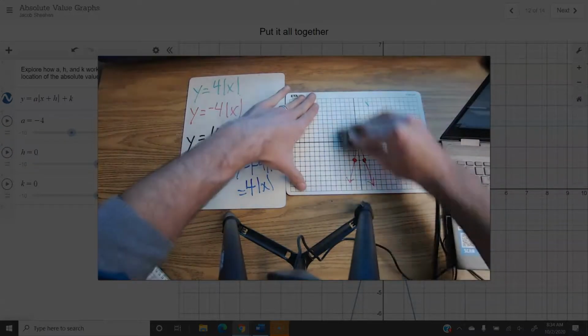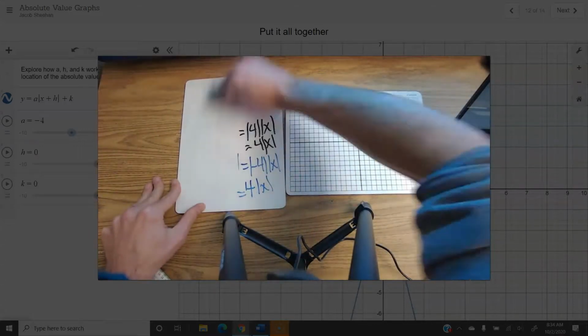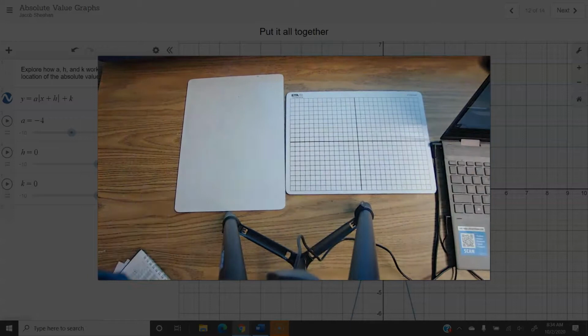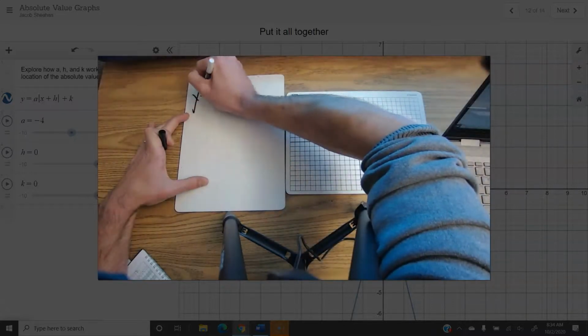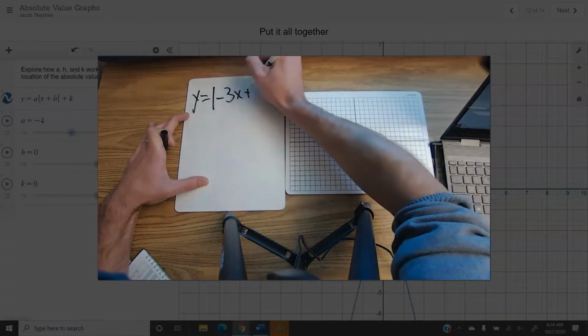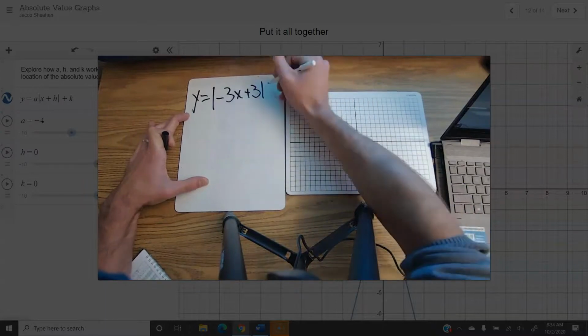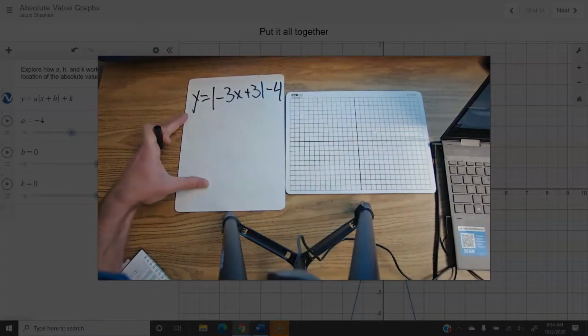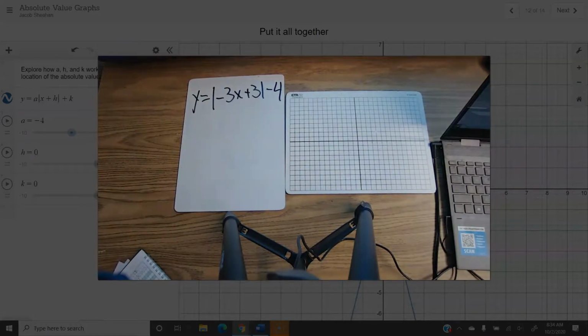All right. I got a complicated one for you now. Let's say we have something like this. Y equals negative 3 times the absolute value of x plus 3, minus 4. Okay, this one does not look like our a times the absolute value of x plus h plus k. It doesn't look like this, but we can manipulate this to look like it.